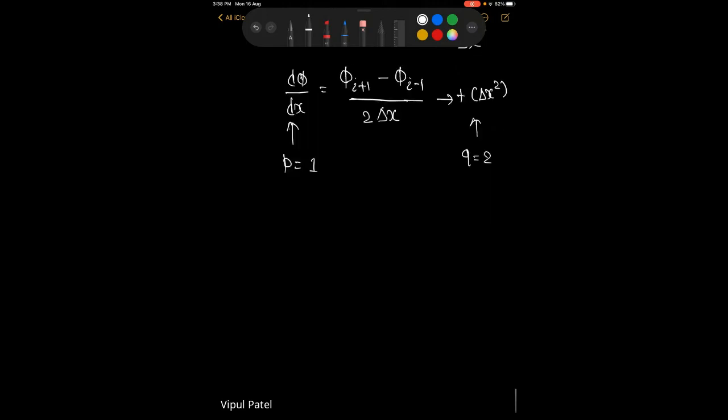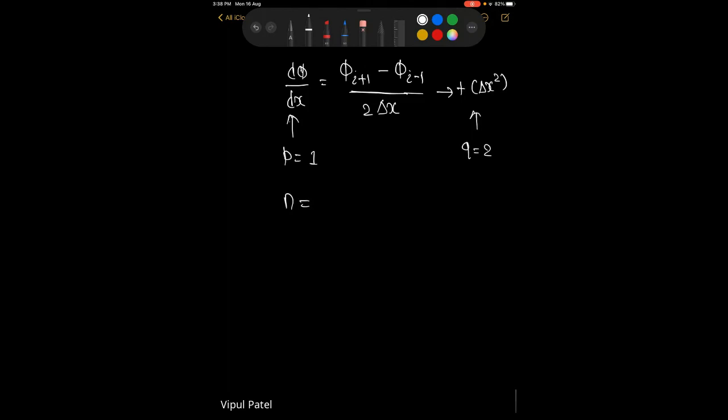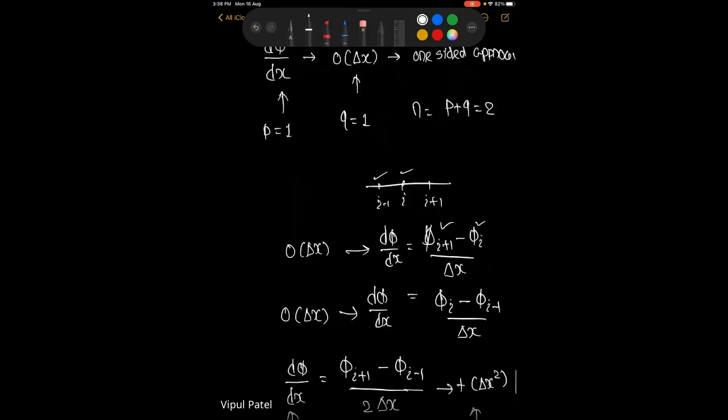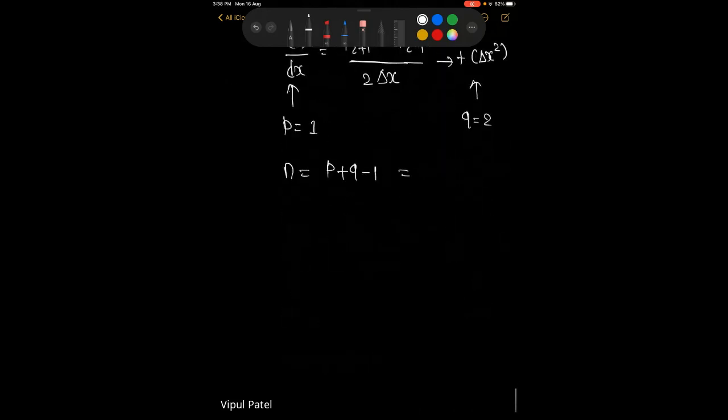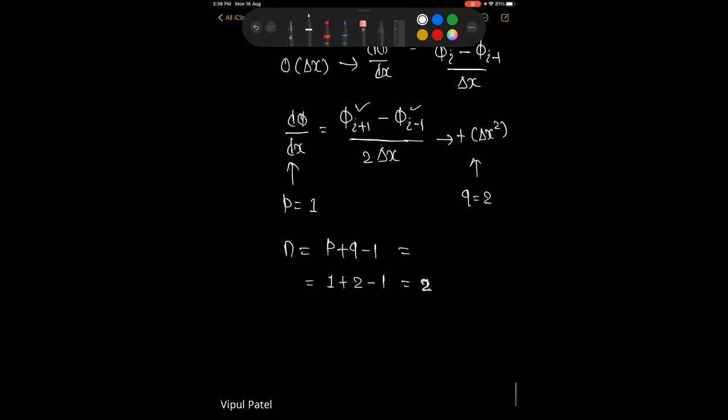And I know that for central difference approximation, the number of nodes required to express this particular formulation is p plus q minus 1, which I have just written over here. For the central difference approach, n is equal to p plus q minus 1. So if I substitute the values, p is 1, q is 2, and then minus 1, so you will be left with two nodes, right? And those two nodes we have actually used, phi at I plus 1 and phi at I minus 1. So this is just an interpretation of the formulation.